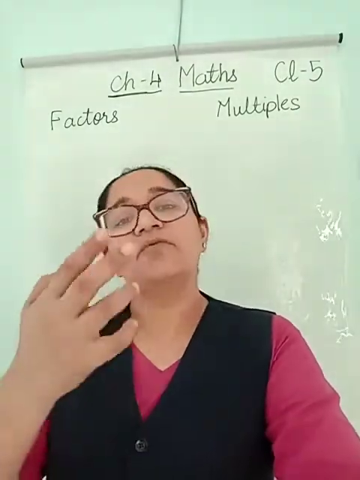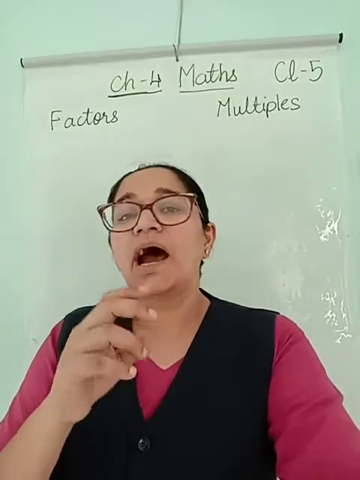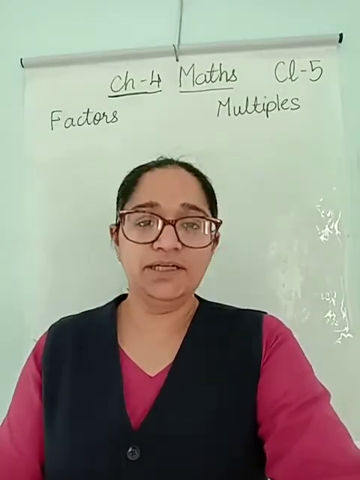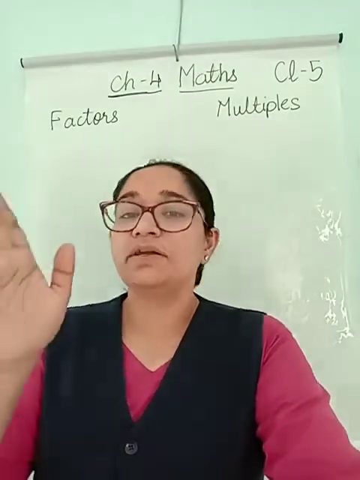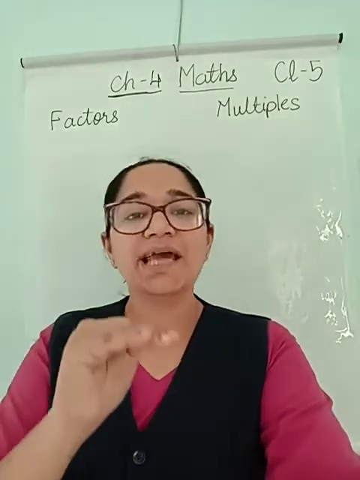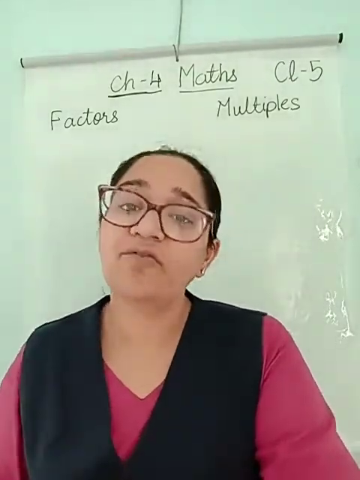This means when I multiply both, I get the dividend. So the quotient and divisor are factors of the dividend.